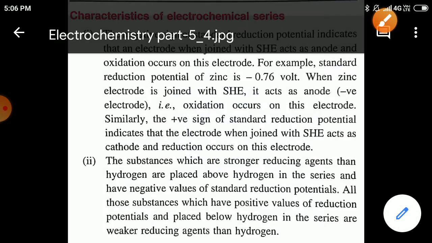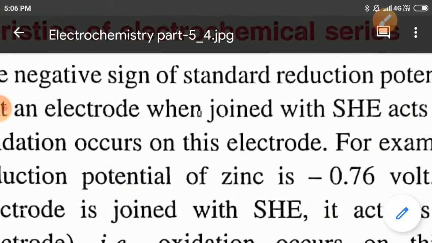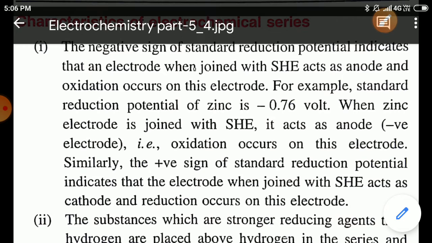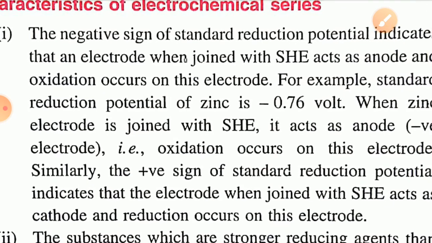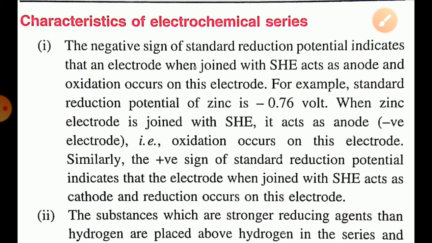Now the next point is towards the electrochemical series, characteristics of the electrochemical series. The negative sign of standard reduction potential indicates that an electrode, when joined with a standard hydrogen electrode, acts as anode. It means the chemical species having a negative value of reduction potential work as anode. And as you know, at the anode electrode, oxidation takes place.